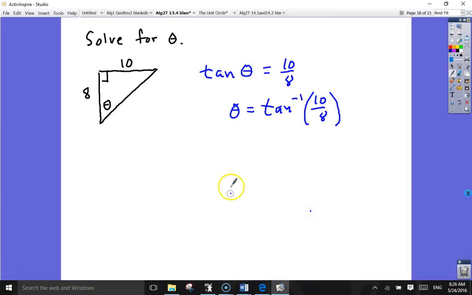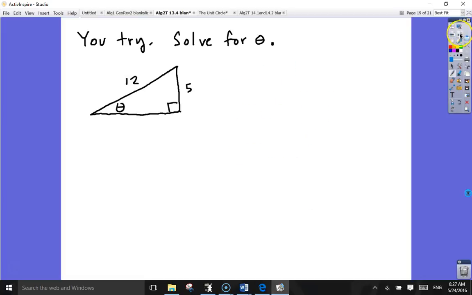51.3. Now, do we have to worry about adding 180 or anything like that? No, because it's a right triangle. We expect all the angles to be between 0 and 90, which is one of the quadrants where tangent inverse is going to give us an answer. So, done. Okay, how about you try to do that one and then we're done.